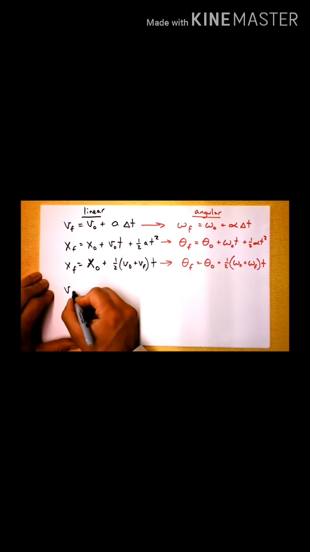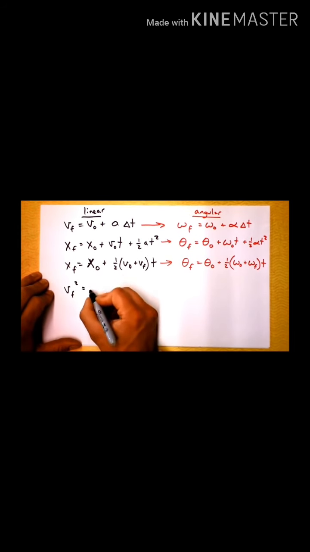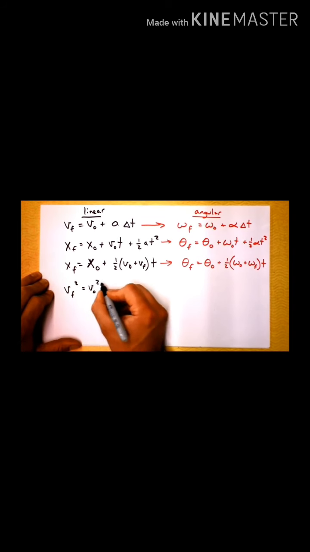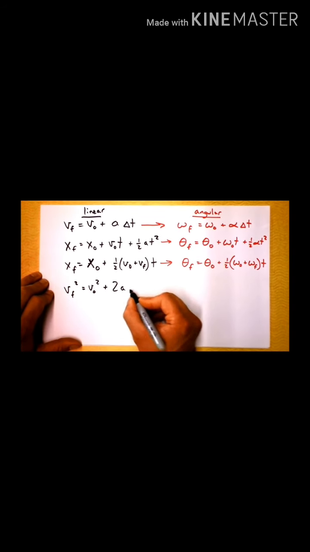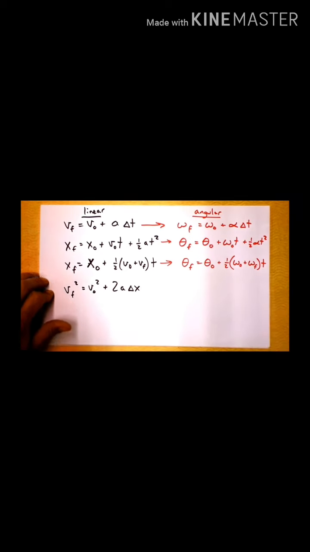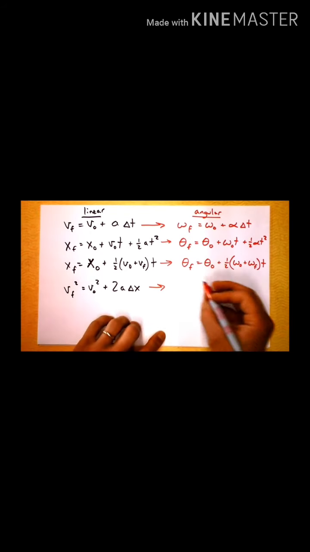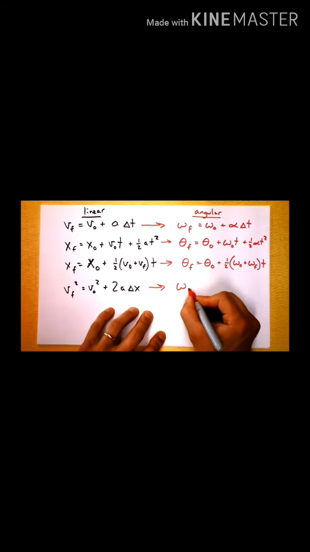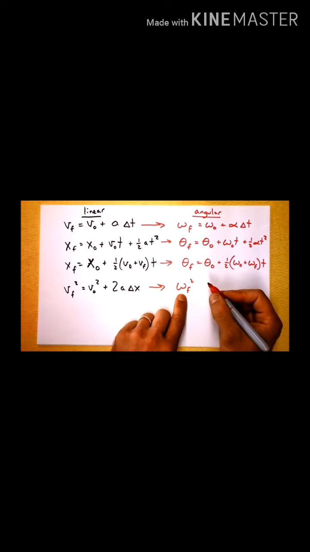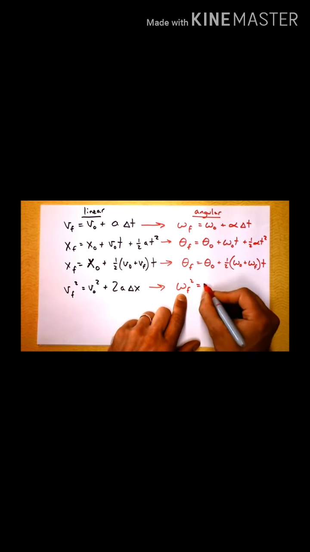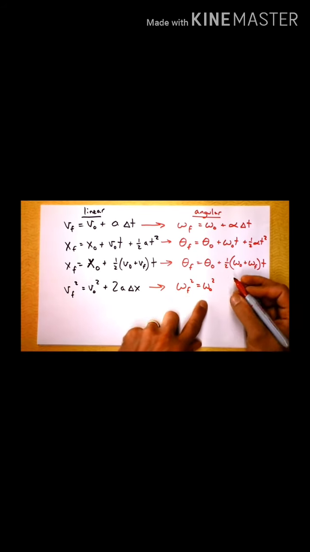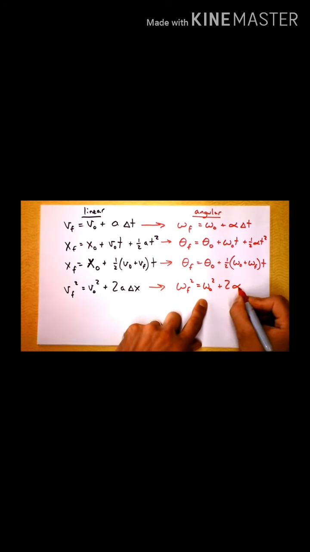Final velocity squared is initial velocity squared plus 2 times acceleration times change in position. It has another analog here, that is omega final: the final angular velocity squared is equal to the initial angular velocity squared plus 2 times angular acceleration times change in angle.